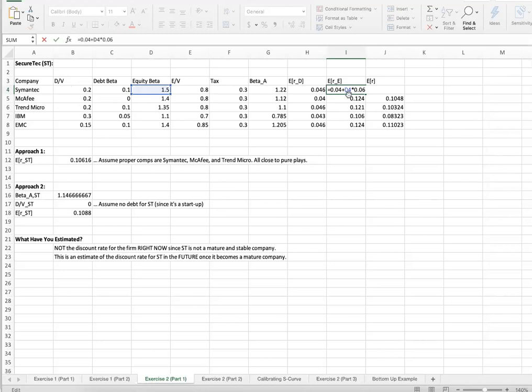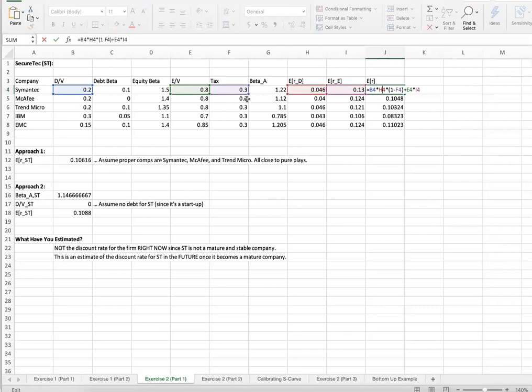So the only thing that's changing every time we apply the CAPM is the betas that we're using. So equity beta of 1.5 gives us 13%. Similarly for McAfee, 12.4%, and 12.1% for Trend Micro. That gives us weighted average cost of capital of, for instance, for Symantec, right?